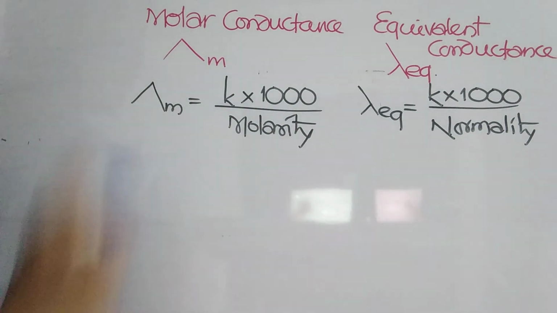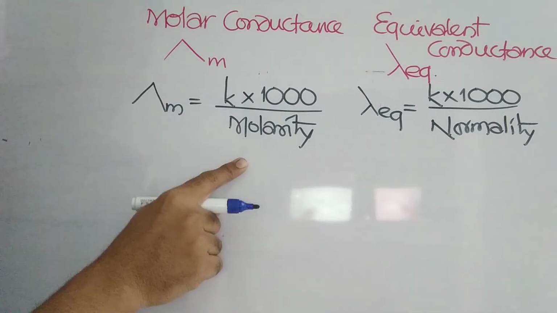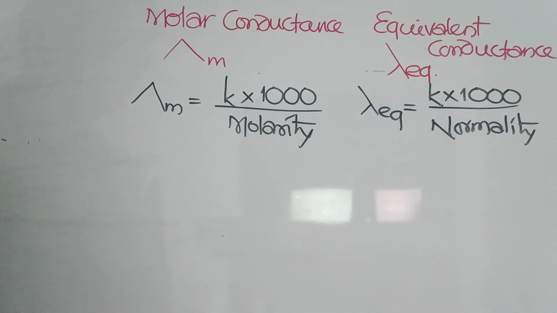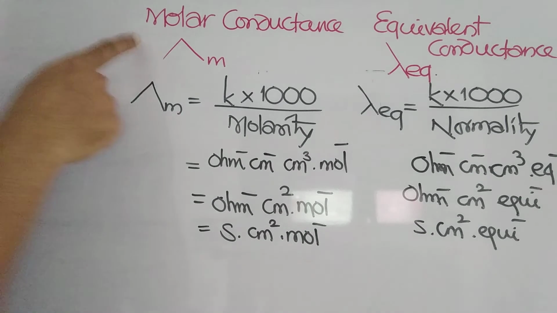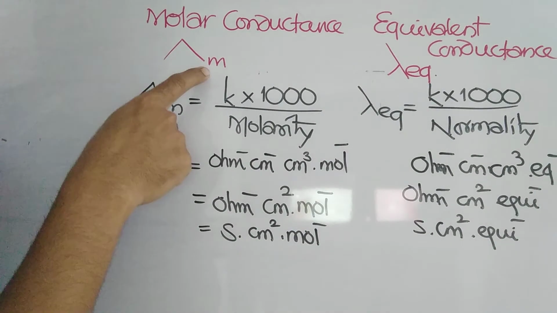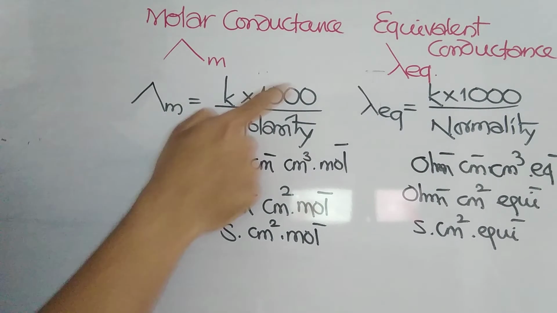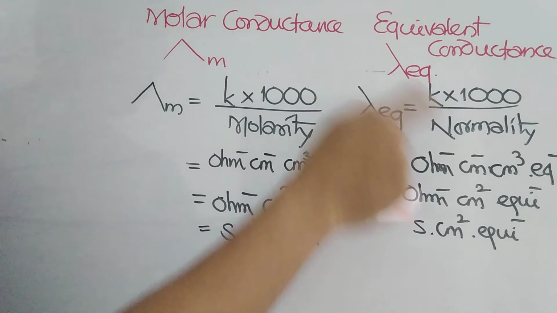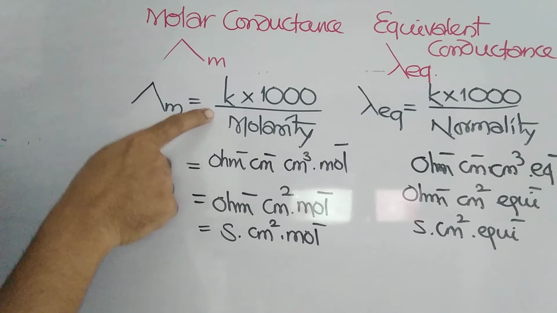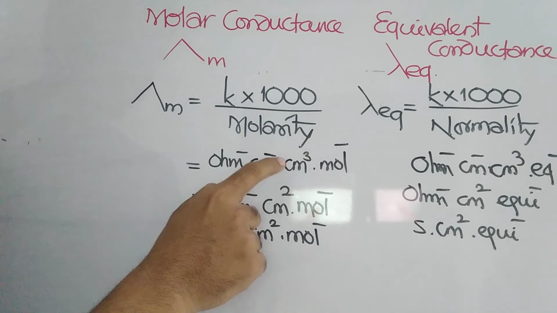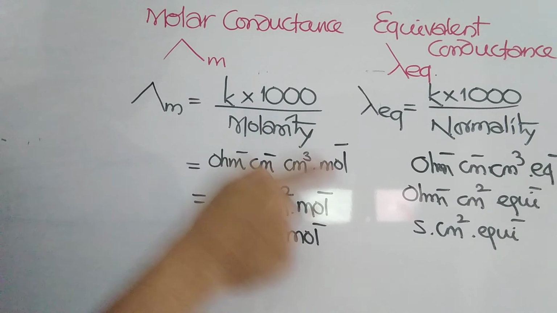Lambda m is equal to k into 1000 by molarity. Lambda eq is equal to k into 1000 by normality. So you can check the units also here. Molar conductance lambda m, equivalent conductance lambda eq. Lambda m is equal to k into 1000 by molarity. It is k into 1000 by normality. K units are per ohm per centimeter, 1000 centimeter cube, and molarity per mole.